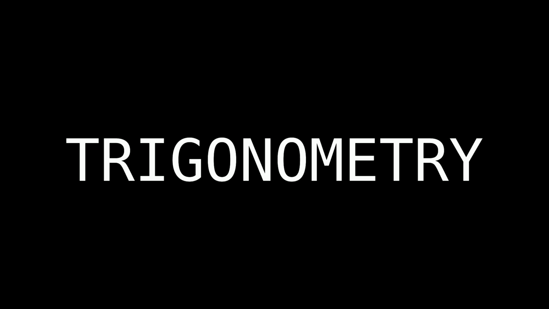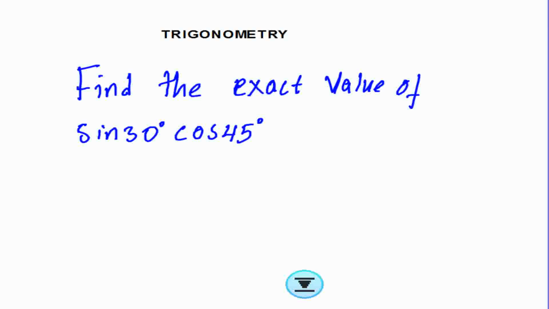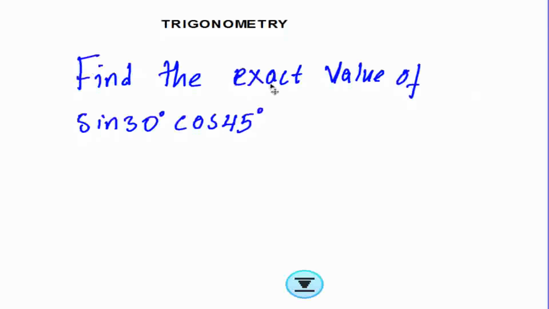So today we are looking at trigonometry, and our question says find the exact value of sine 30 and cos 45. So sine 30 times cos 45. In this case you don't use a calculator, you try to make use of these triangles.